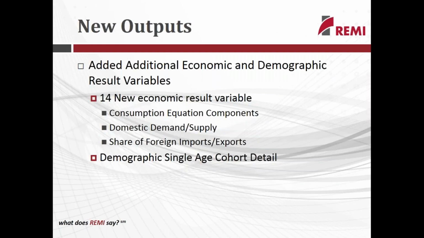Some new outputs. As I mentioned before, we've added a significant level of detail to some of our economic and demographic results. Most of these are just previously existing economic results, but down to a finer level of detail. For example, we've got a much higher level of demographic cohort detail. We're reporting by individual age instead of by 5 or 10 year group cohorts. And we are reporting some new economic result variables as well.